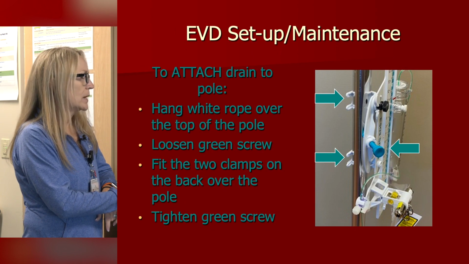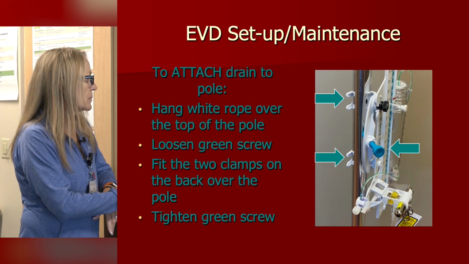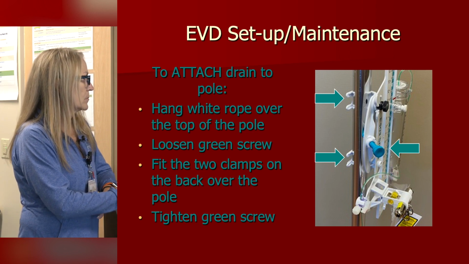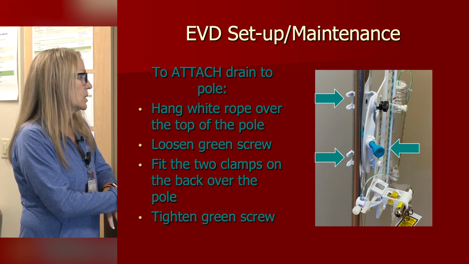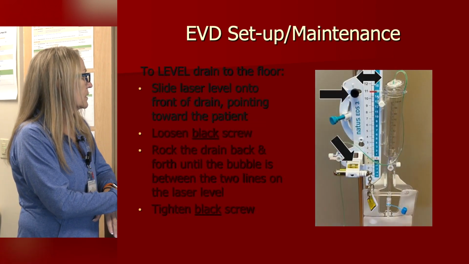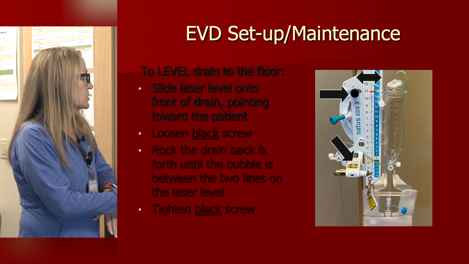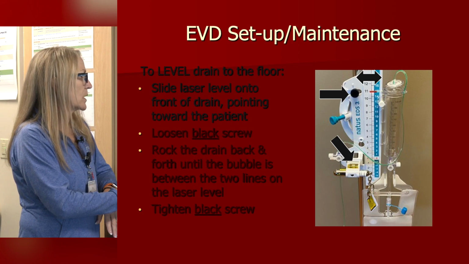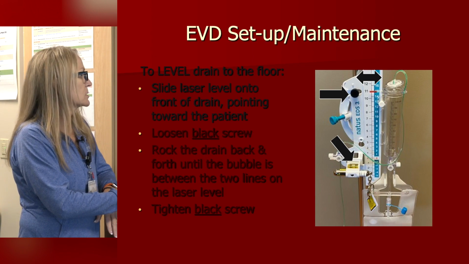You definitely want to hang the white rope over the top of the pole before you do anything, just in case you were to drop it. The green screw loosens where the two green arrows are, so you can either put it on the pole or change it on the pole or move it up or down the pole when you're trying to zero the patient. And then you have the black screw, which you will actually do first, because you just need to get that bubble in the middle of the two lines just so that the drain is actually level on the pole before you zero to your patient.